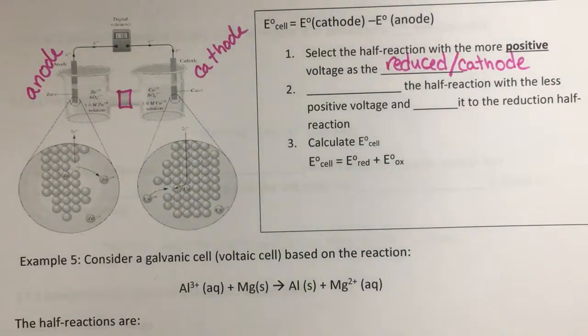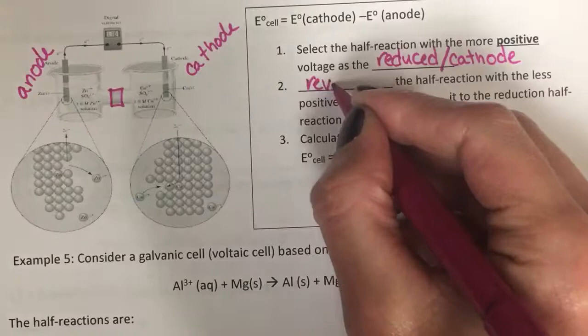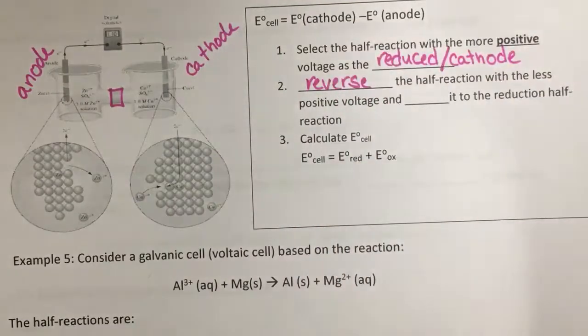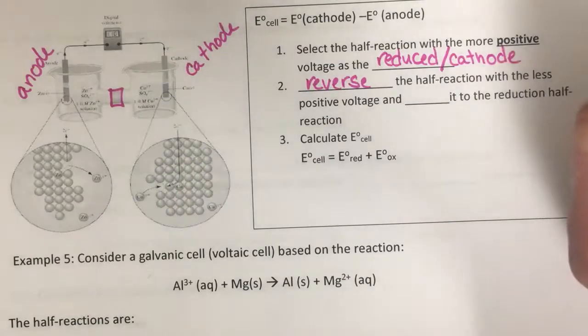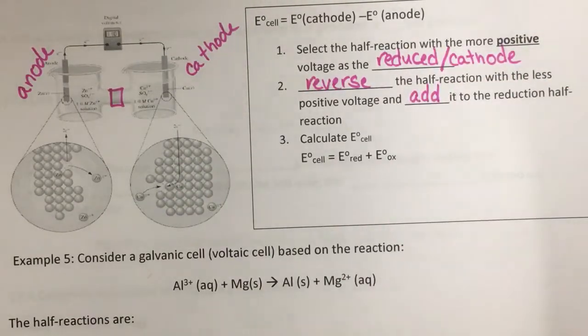Okay? So then what I'm going to do is reverse the half reaction that is less positive, and add it to the reduction half reaction. This will allow me to calculate the E for my cell. Okay? So here's the way I would do this.